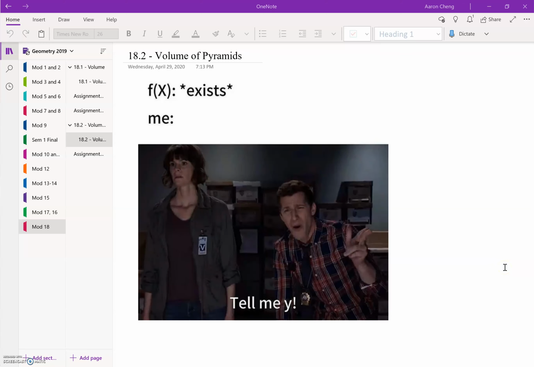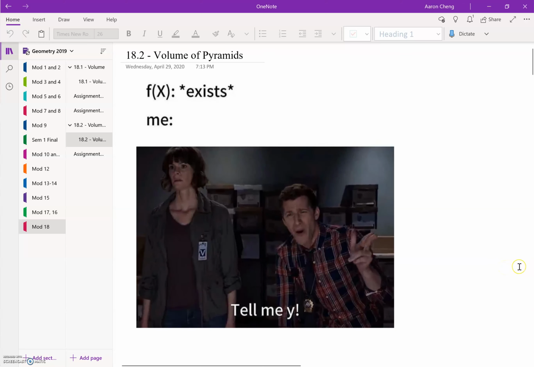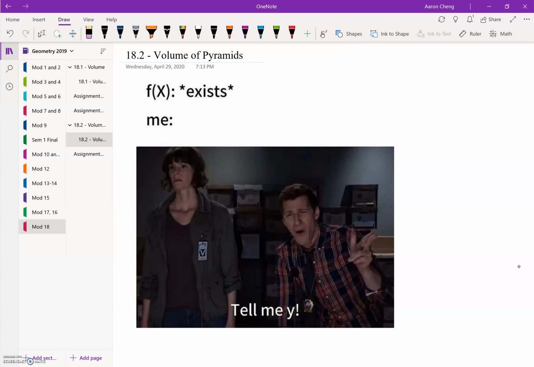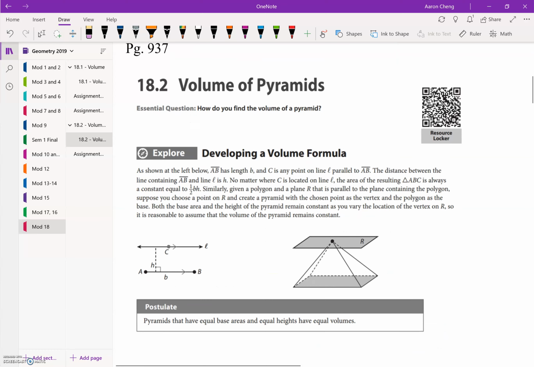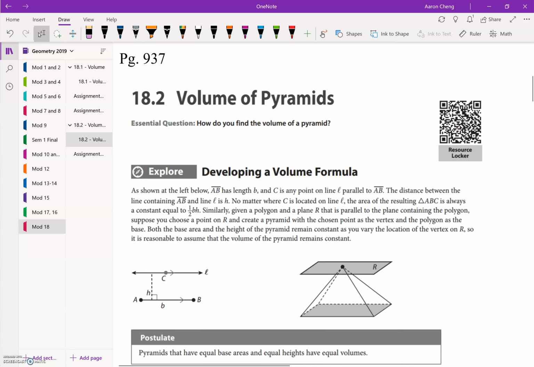Okay, in this section we're going to go over the volume of pyramids. So 18.2. I hope you have the song stuck in your head now. On page 937, we are going to develop the volume formula.